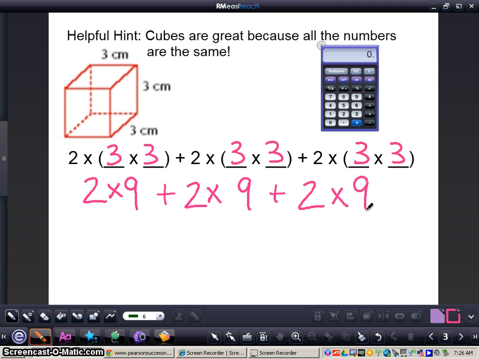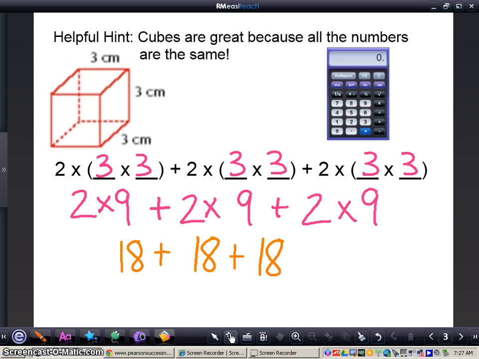Okay, so we have 2 times 9. Now you may know this. This should be a basic fact, so we don't need our calculator necessarily for this. 2 times 9, we'll just do this in another ink here. 2 times 9 gives me 18 plus 2 times 9 once again gives me 18 plus 2 times 9 once again gives me 18.